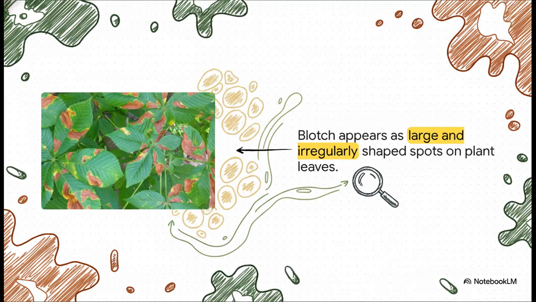Let's take a look at some of these clues. What we're seeing here is a classic symptom called blotch. Notice how these aren't neat little circles? They're big, messy, irregular shapes of dead tissue. That kind of spreading lesion is a huge red flag that a fungal or bacterial infection is taking hold.